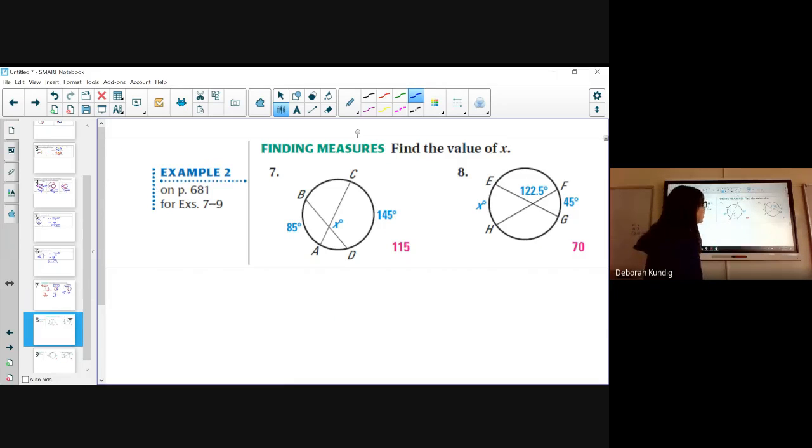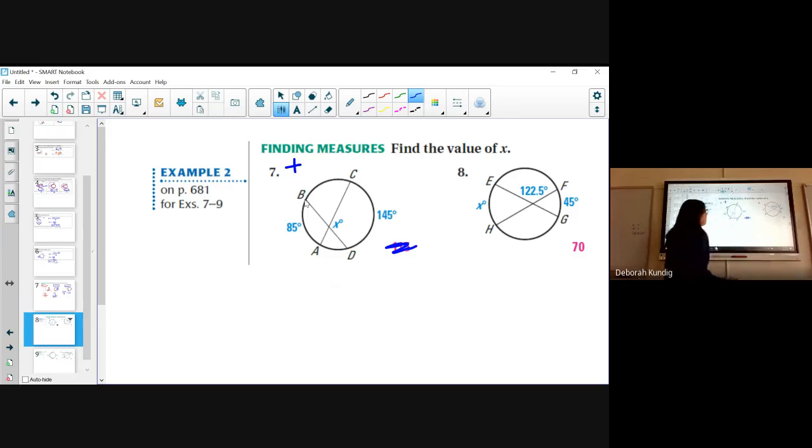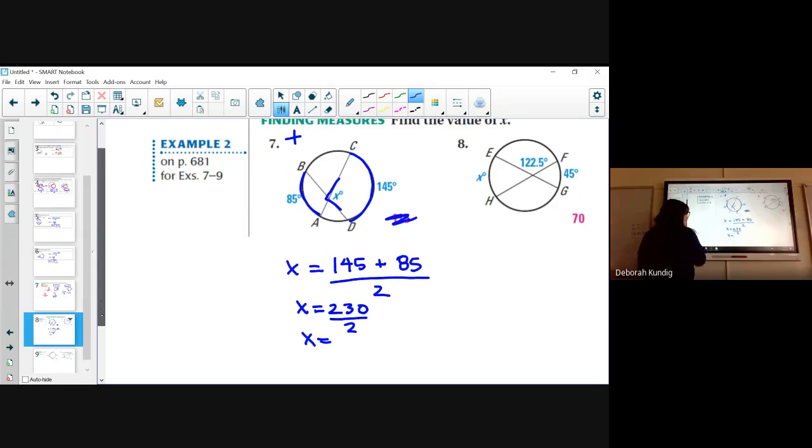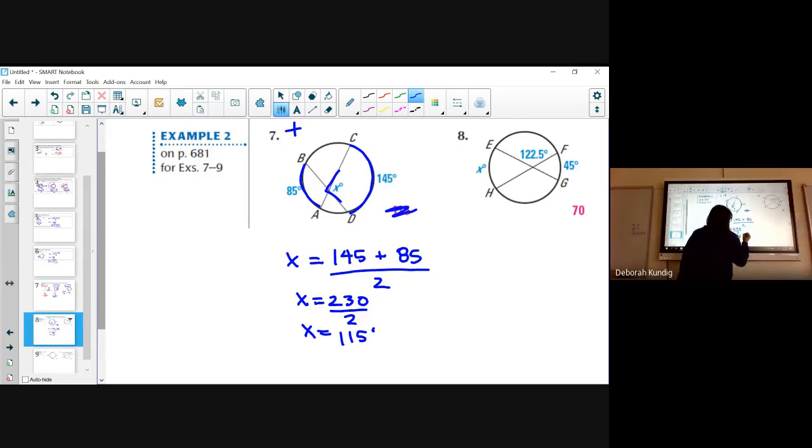Okay, so finding the measures of x. I see the two chords cross, which makes me think of an addition sign, so I'm going to be taking the average of the arcs. I am finding x, this angle right here. So I take its arc and add it to this arc, 85, and then find the average. 145 plus 85 is 230, and I'm going to take half of that, which leaves me with 115 degrees.